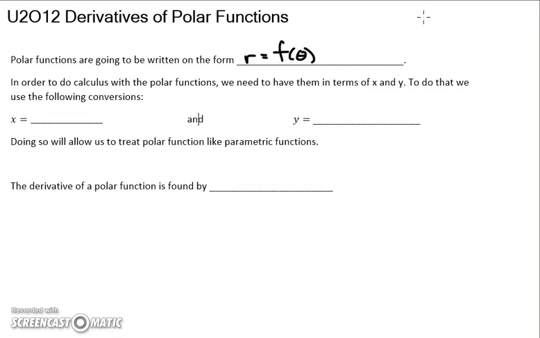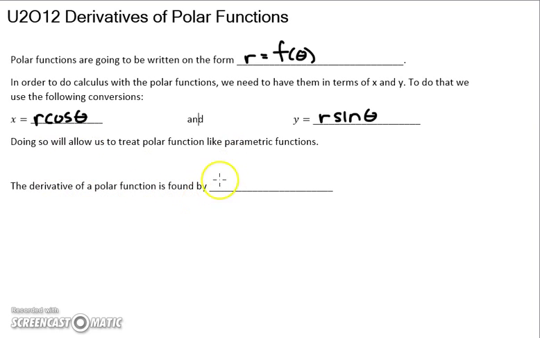In order to do the calculus with polar functions, though, we're going to need to treat it like parametric functions. So we're going to need to write these things in terms of x and y instead of r and theta. So to do that, we need to use these following conversions, and we need to have these things memorized. So x is going to be equal to r cosine of theta, and y is going to be equal to r sine of theta. Now, r is just going to be this function here. So when we go to take derivatives, we're going to have a function of theta times sine of theta, a function of theta times cosine of theta, and that's going to introduce the product rule every single time we take a derivative of a polar function.